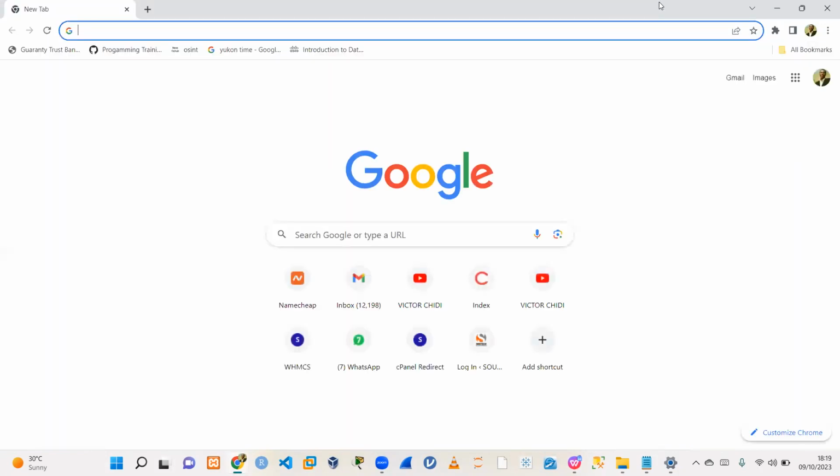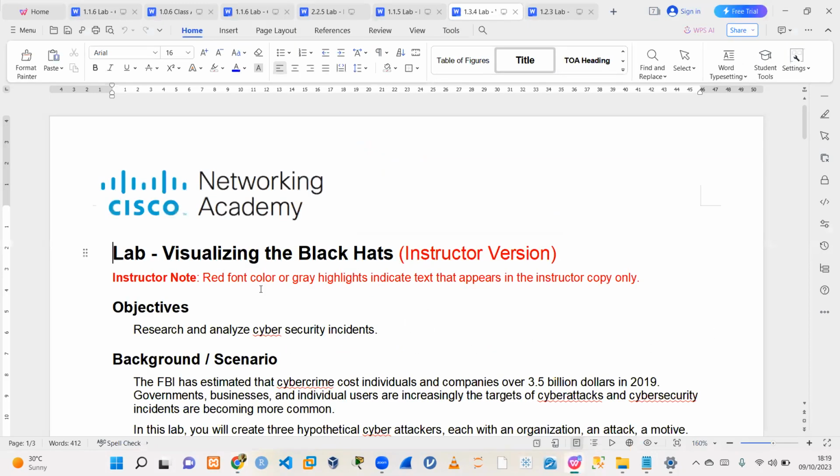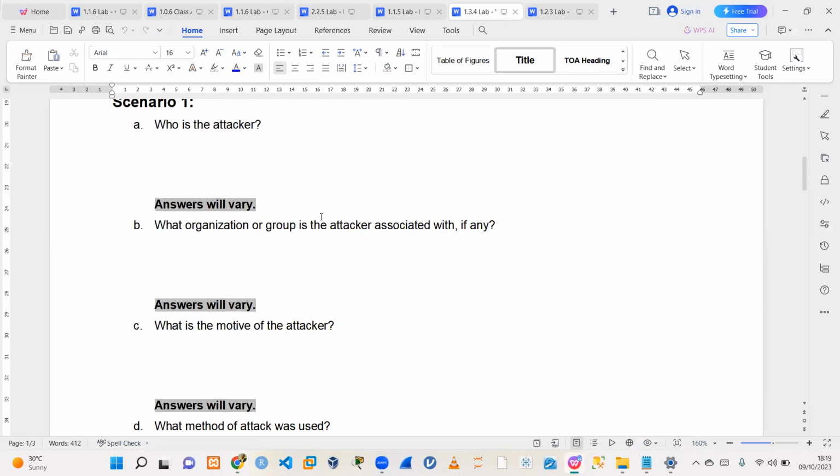Let me open it now. netacad.com. So today I'm going to be going through this lab. I decided to treat these labs first because all of these labs are not hands-on, so to say. Most of them are research-based.